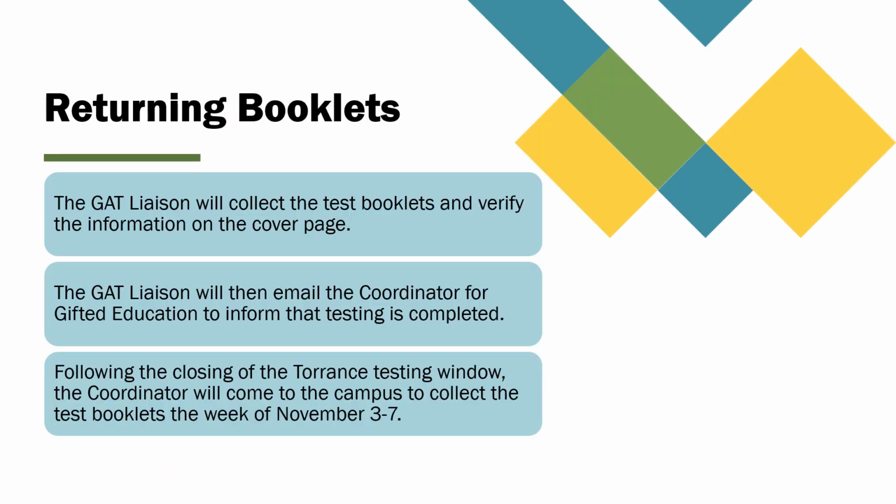Once testing is complete, this is the process for returning Torrance test booklets to the Coordinator for Gifted Education. The GAT liaison will collect the test booklets and verify the information on the cover page. The GAT liaison will then email the Coordinator for Gifted Education to inform that testing is completed. Following the closing of the Torrance testing window, the coordinator will come to the campus to collect the test booklets the week of November 3rd through 7th, 2025.